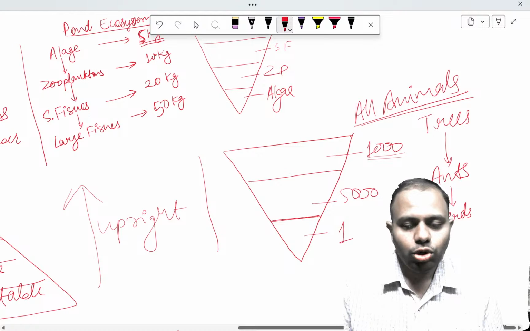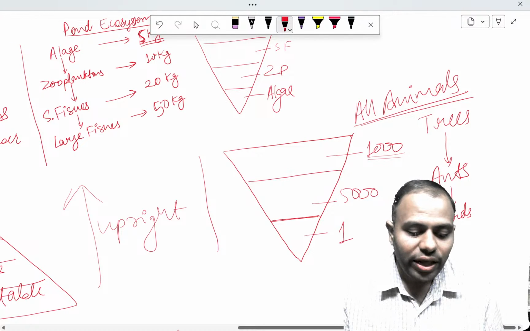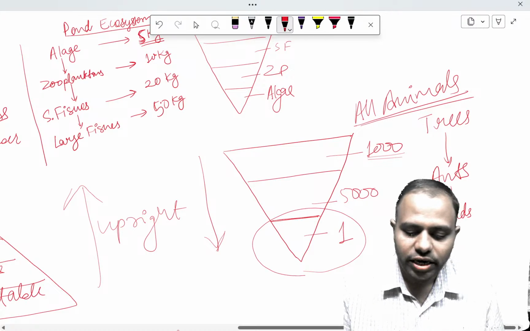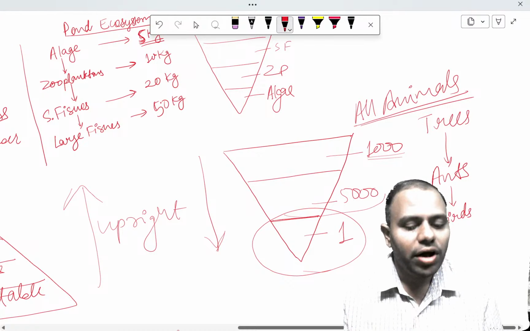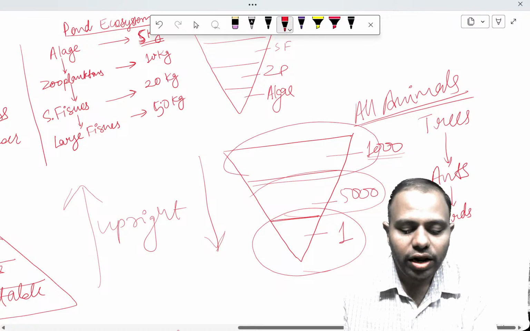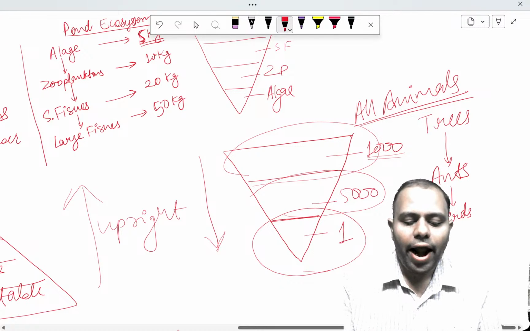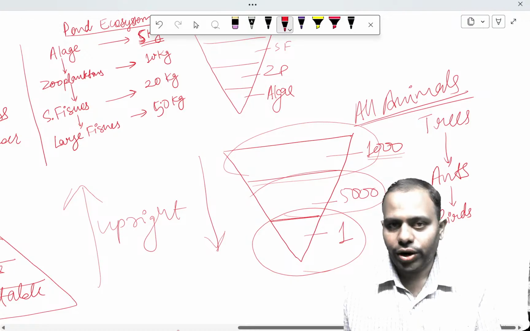So you can see the number pyramid here is now inverted, okay, because the producer that is there is only one in number. The secondary consumer is few in number, and the tertiary consumer is more in number, and therefore this pyramid becomes inverted, okay. I hope this is clear to all of you.